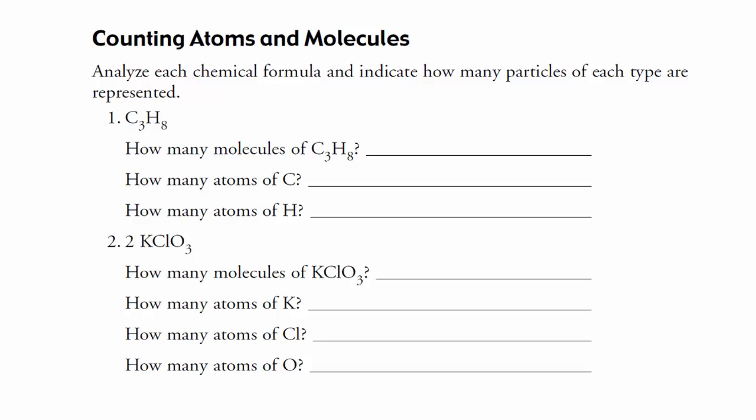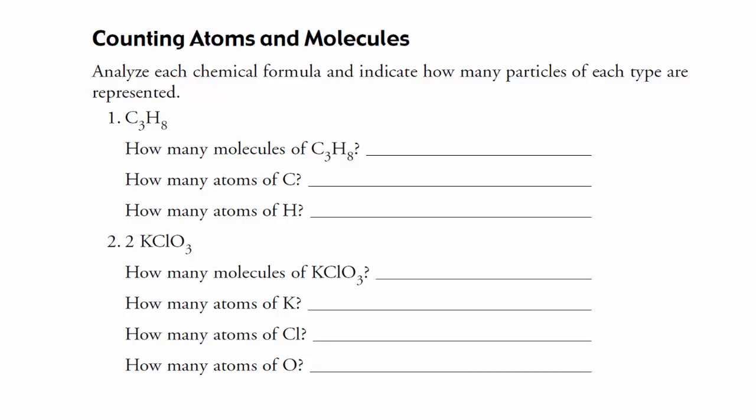Okay, counting atoms and molecules. I don't think you're going to find this terribly challenging, but this is the kind of thing you're mentally doing in your own head when you are balancing a chemical equation. You're looking at each of the reactants, and in order to do that, you need to make sure you know how many atoms are in each molecule and how many molecules are in the equation.